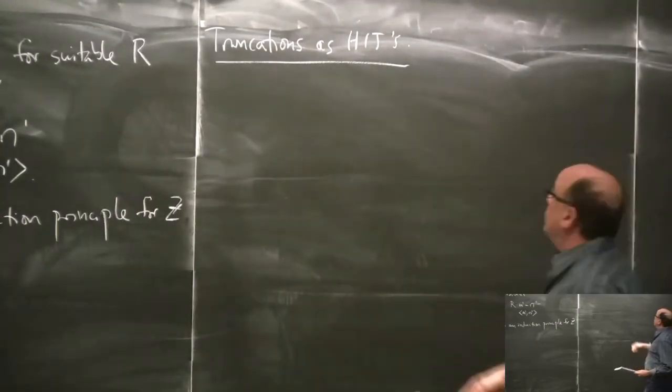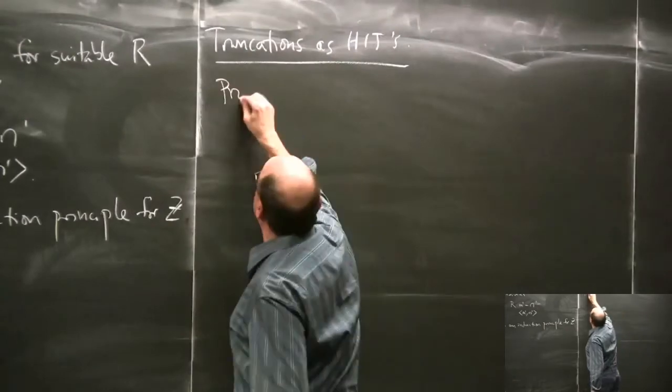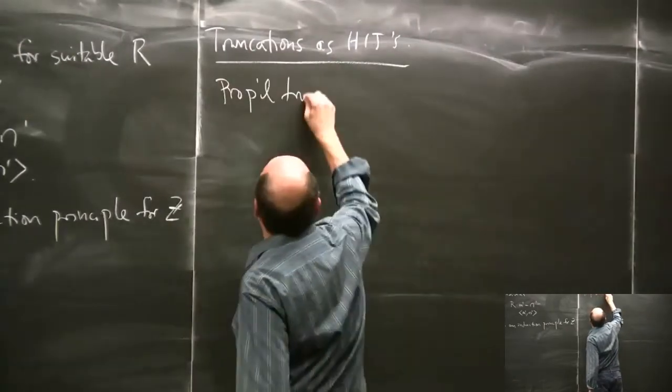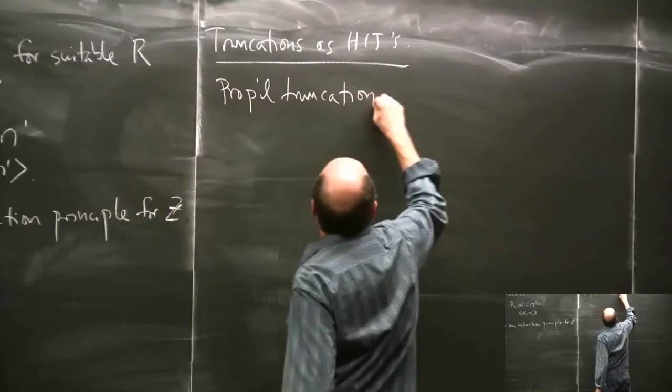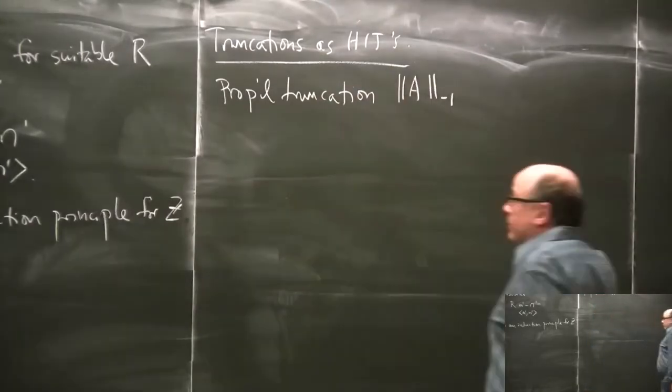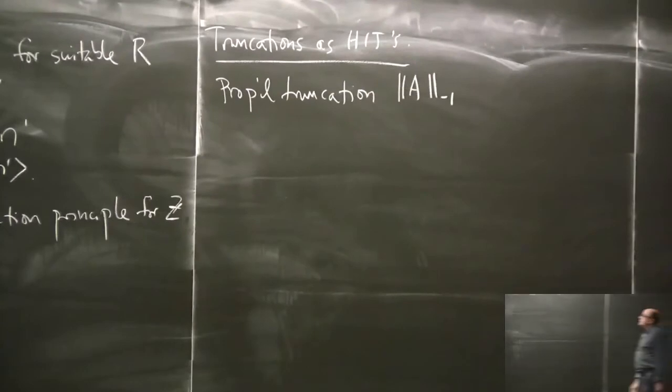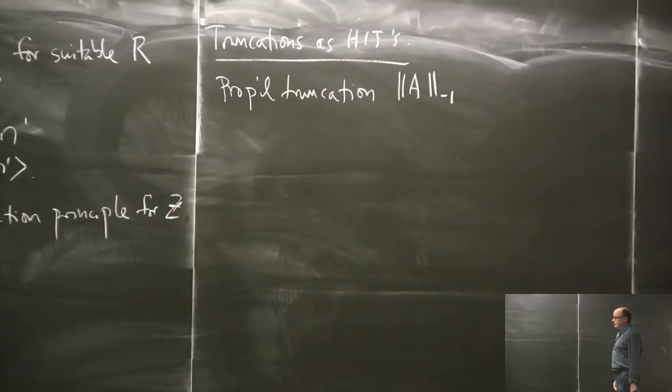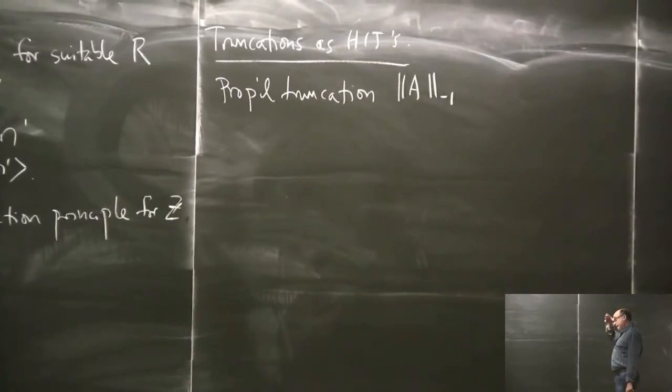So the first one will be the propositional truncation, which we saw before, which we'll now write as A sub minus 1, because you remember when we discussed n-types, we decided that the propositions, in this sense of the term proposition that we use here, are those that are minus 1 truncated, meaning that any two elements you can find are equal. Okay, so that's what we're going to do.